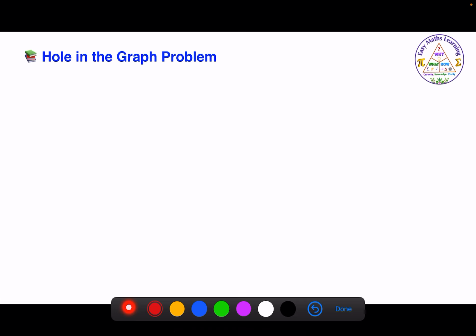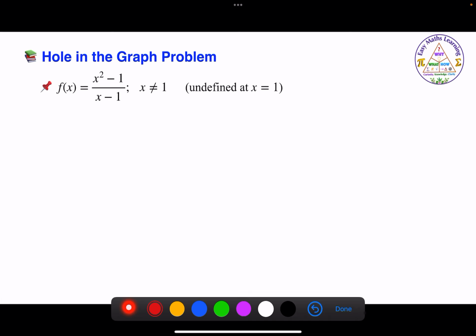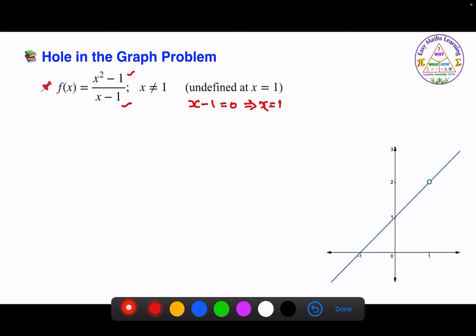Here is another mathematical example, that is the hole in the graph problem. So here function is defined as f(x) equal to (x square minus 1) divided by (x minus 1). This function is undefined at x equal to 1 because denominator, which is x minus 1, becomes 0 at x equal to 1. See the graph of this function. Clearly at 1 function is undefined. Okay.